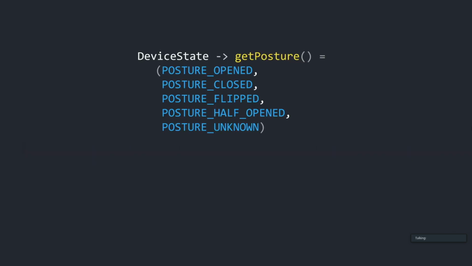Two key things that Window Manager provides us. The first thing is the posture, which is the device state. So for those devices that implement Window Manager, it gives you information about the different postures that your device can have: if the device is completely open, closed, flipped, half open, or an unknown posture.